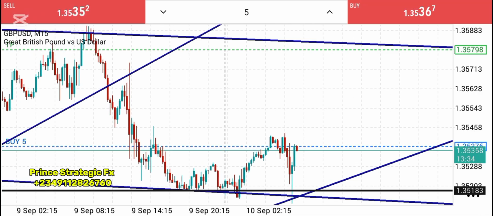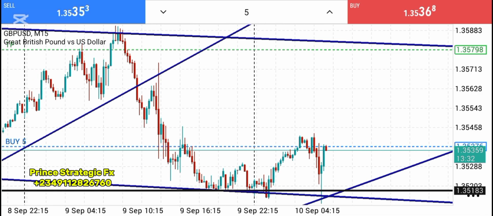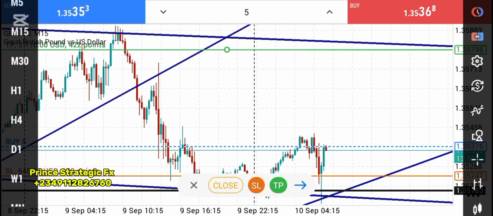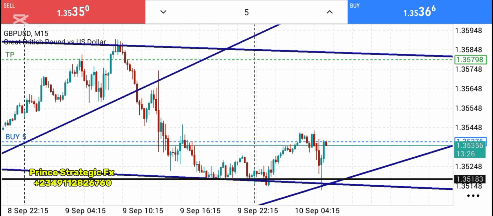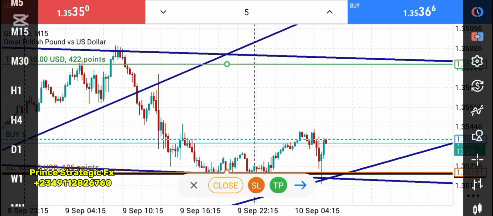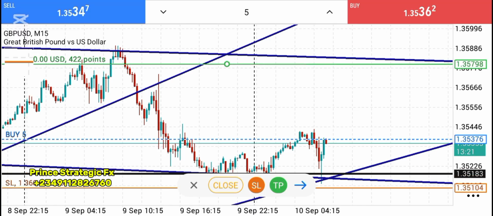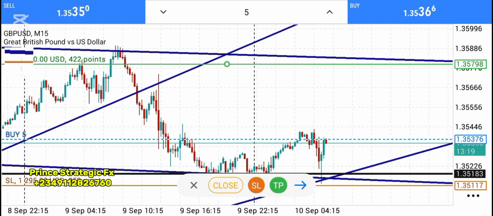Where is my stop loss? Where is my stop loss coming from? My stop loss will be coming in at somewhere around here, just a little bit below the rejection candle. You understand? Just a little bit below the rejection candle right there.